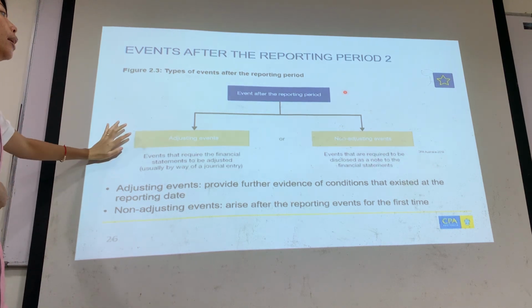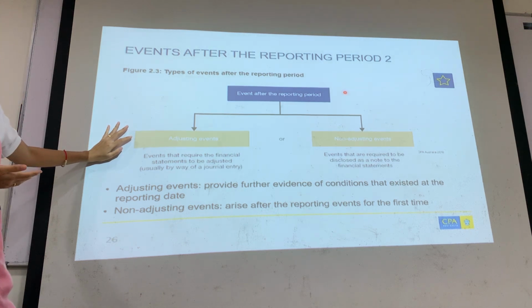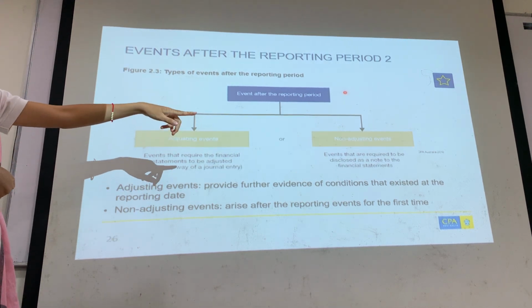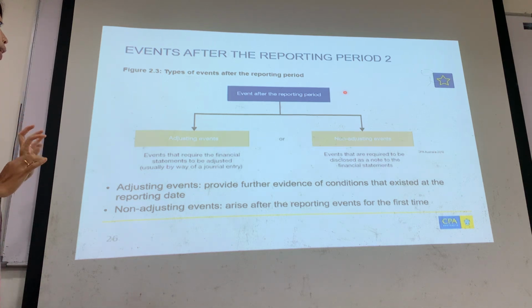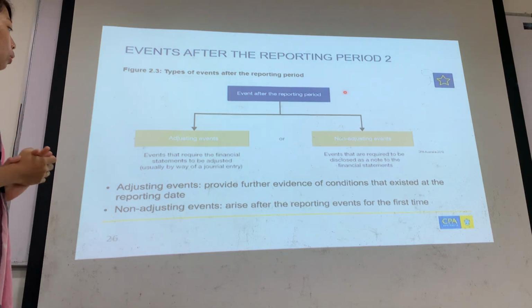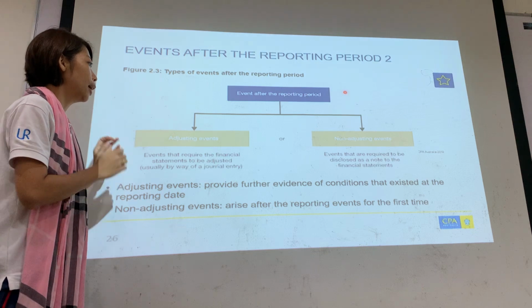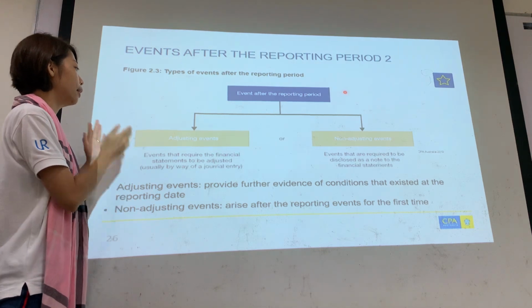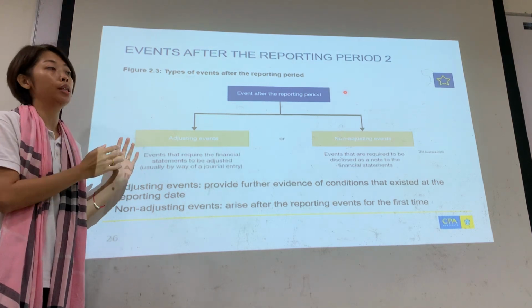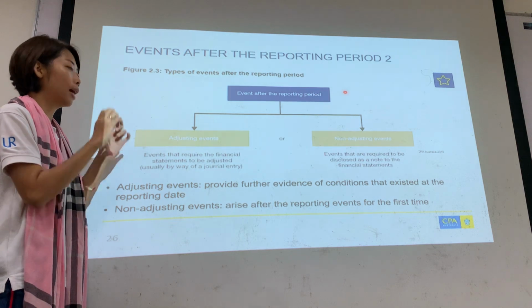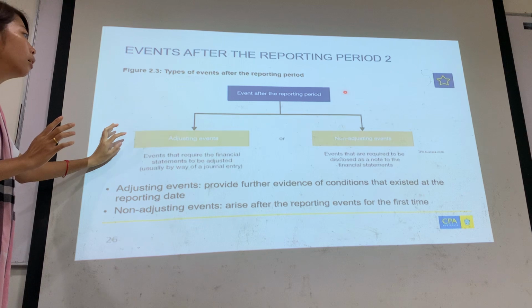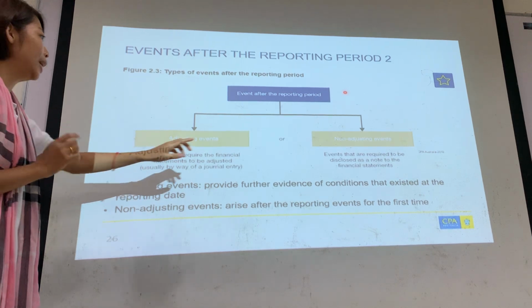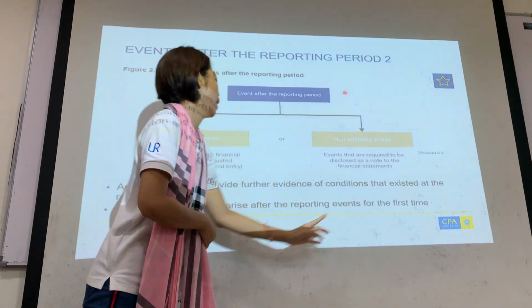So an adjusting event has evidence of a condition. A non-adjusting event is an indication of a condition. So what does it mean? Actually, it's not that difficult. An adjusting event is like this: that thing has already existed at the end of the year in the financial statements. Whatever the event is, the account title affected by the event has already existed at the end of the year.